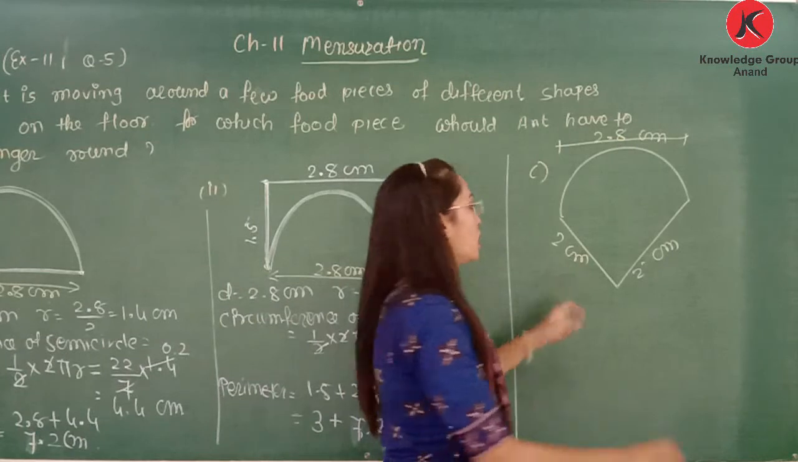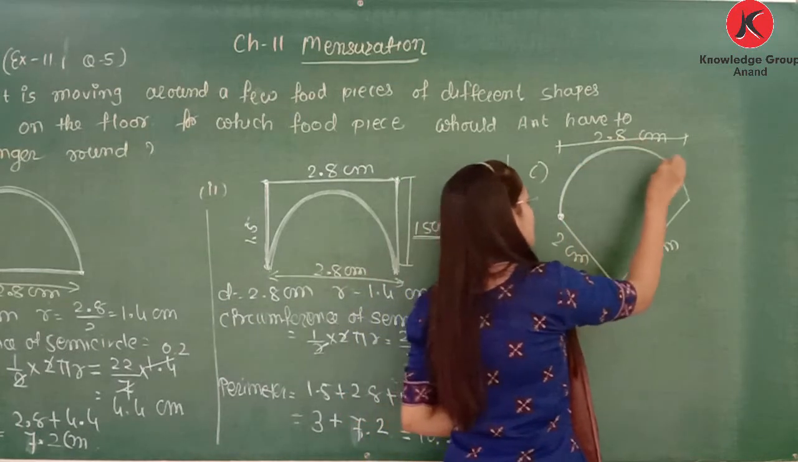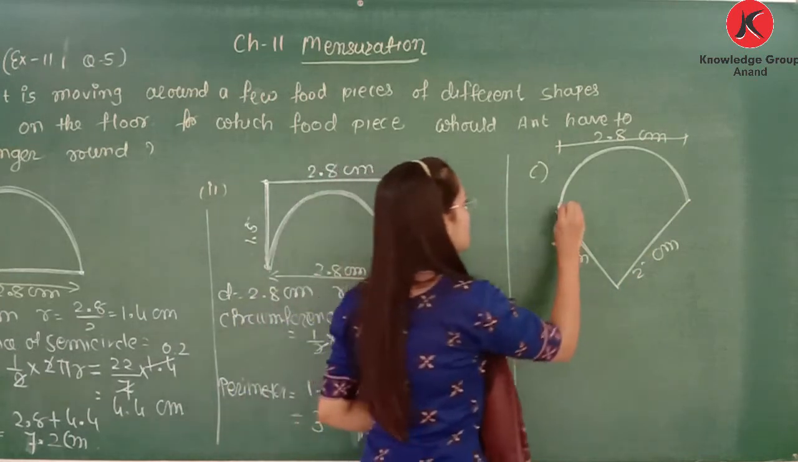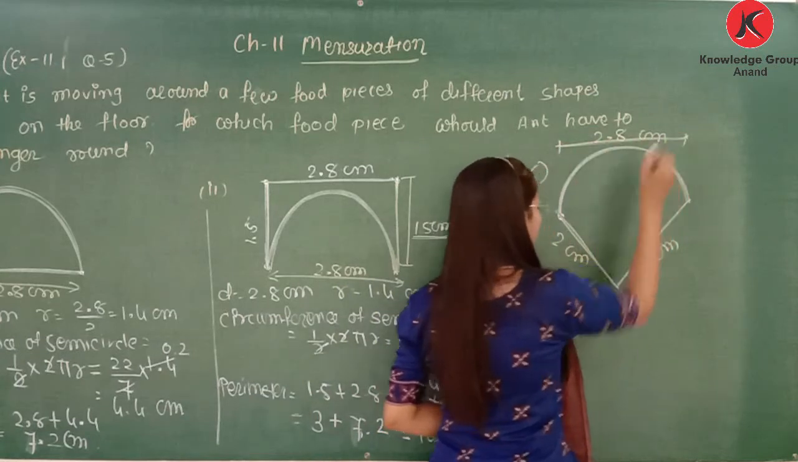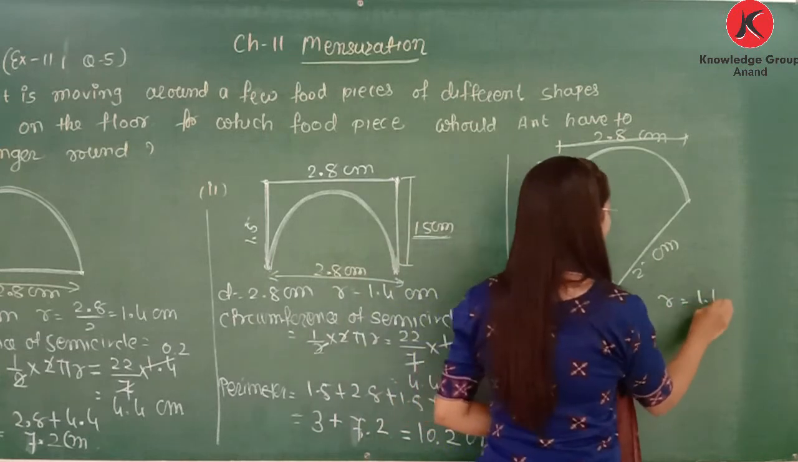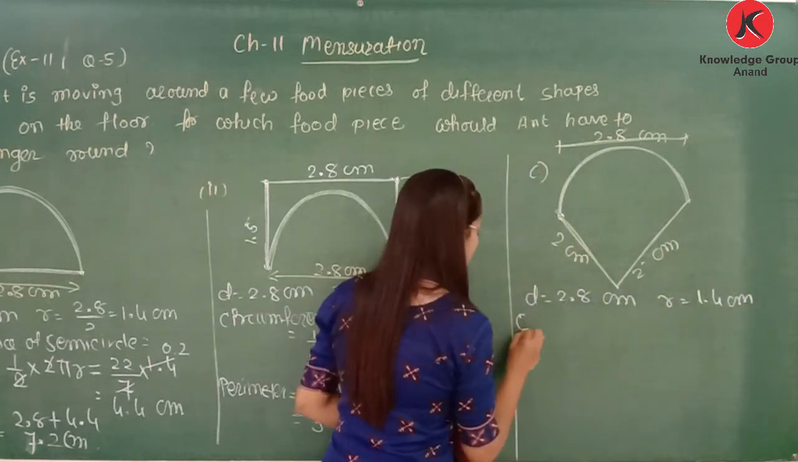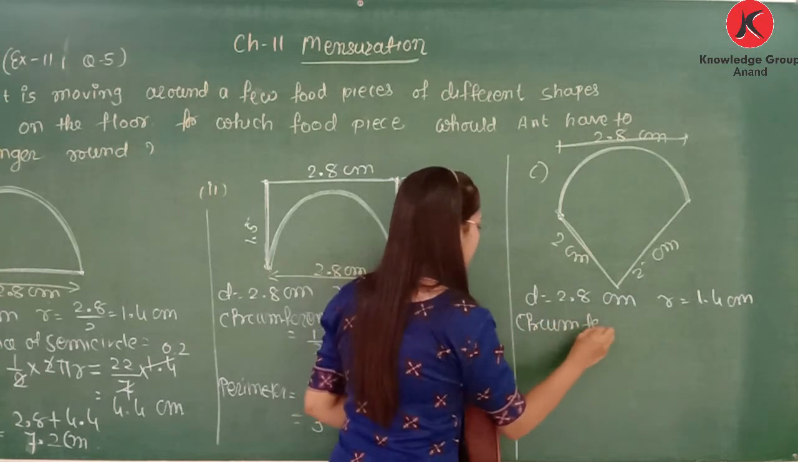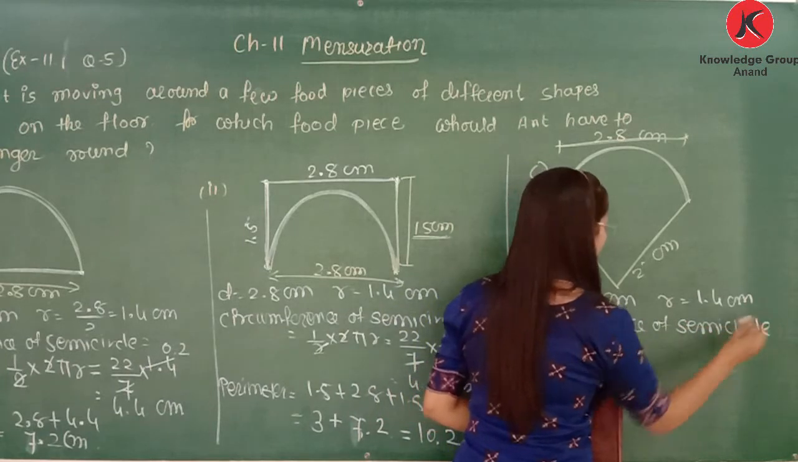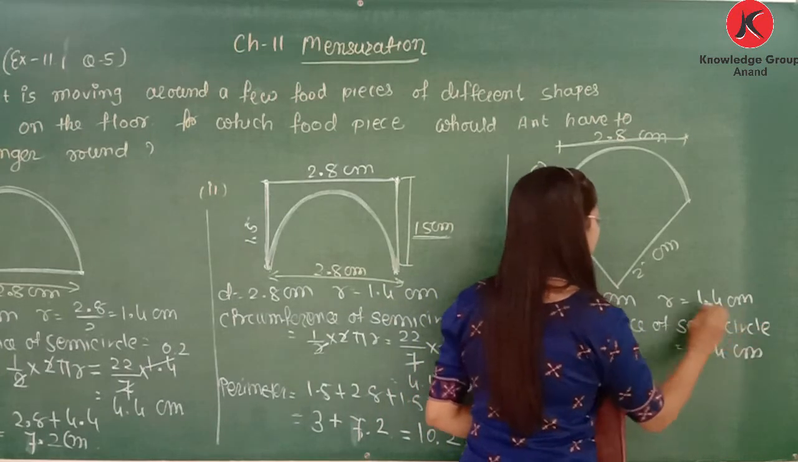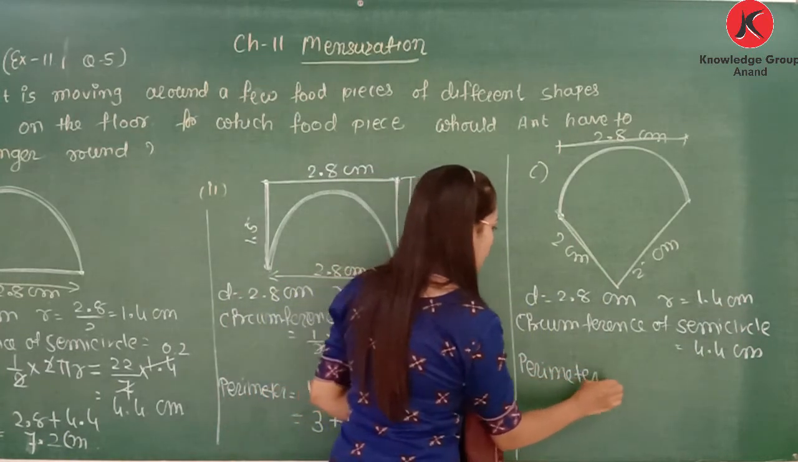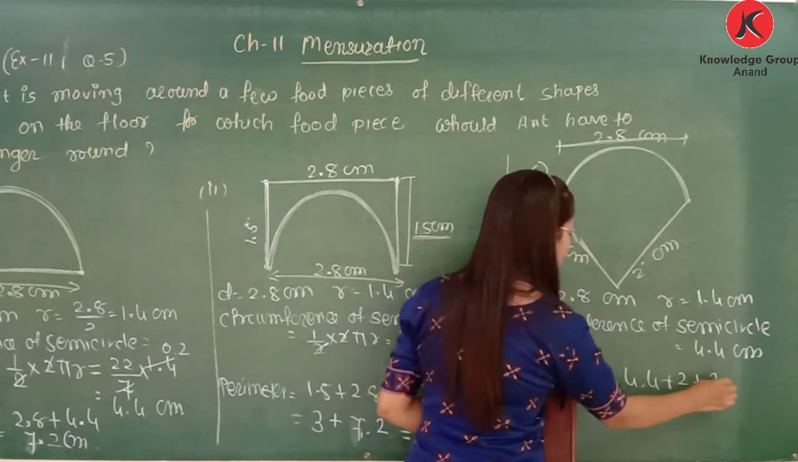Now the next one. For this figure, the ant is moving from this point, along the semicircular region. Now this is 2 centimeter and this is 2 centimeter. We already found that with the radius 1.4, we can find the circumference of the semicircle. The circumference will remain 4.4 centimeter because the radius is the same. So the perimeter will be 4.4 plus 2 plus 2.